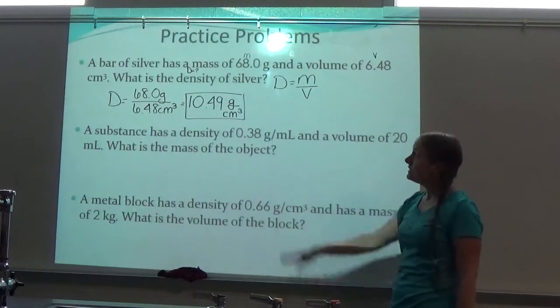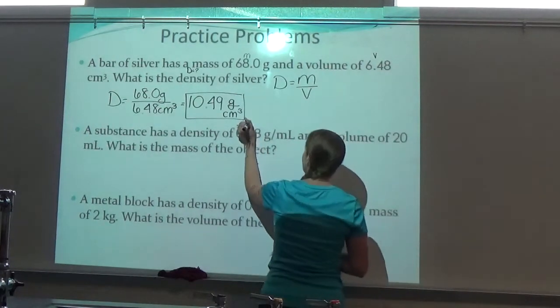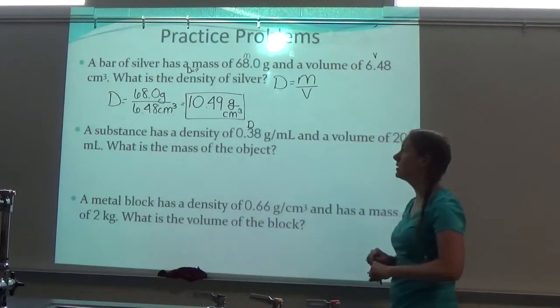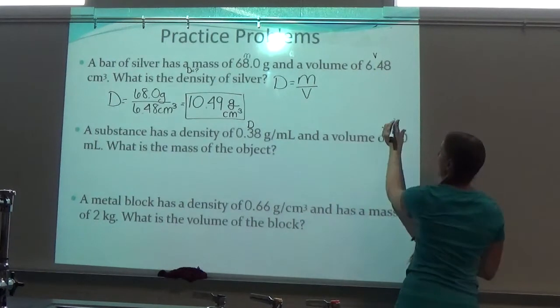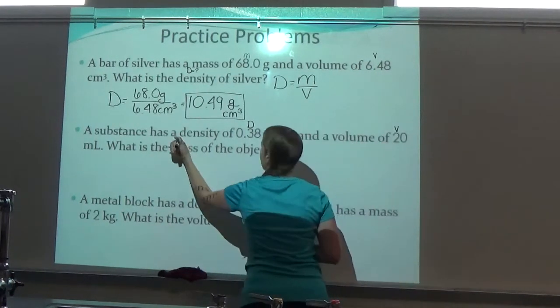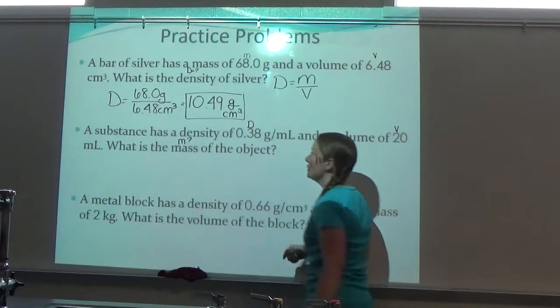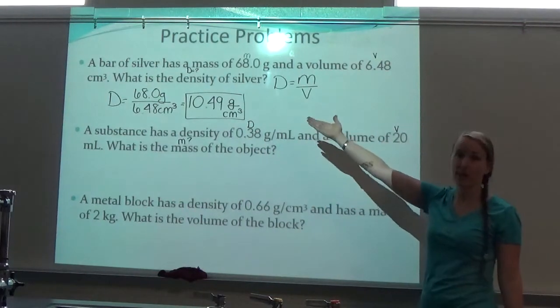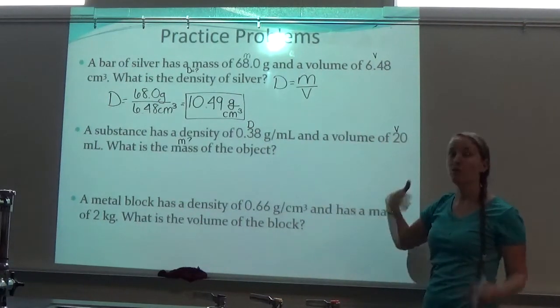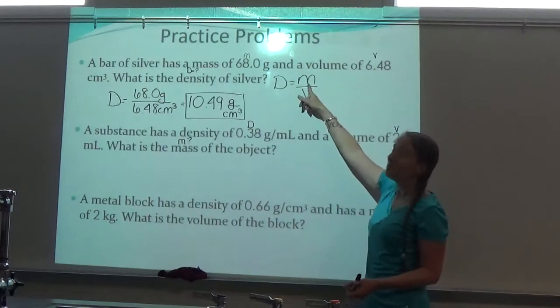All right, so it says a substance has a density of 0.38 grams per milliliter and a volume of 20 milliliters. What is the mass? So in other words, we're not looking for density. We need mass to be by itself. Whatever you're looking for should be by itself.